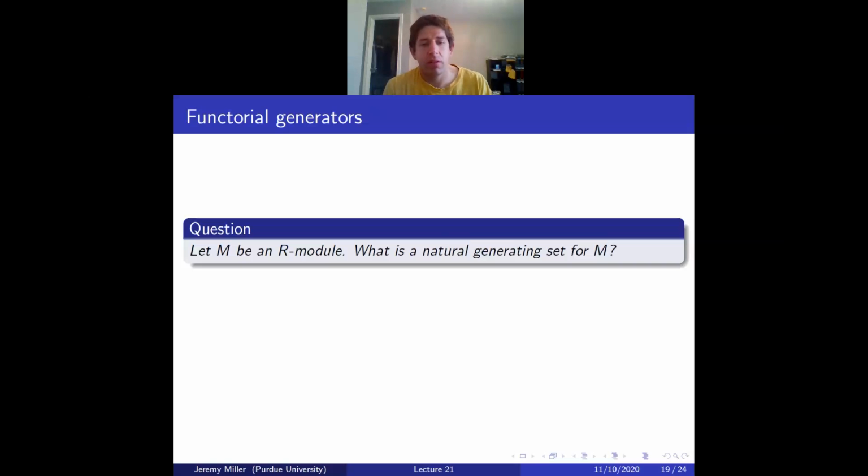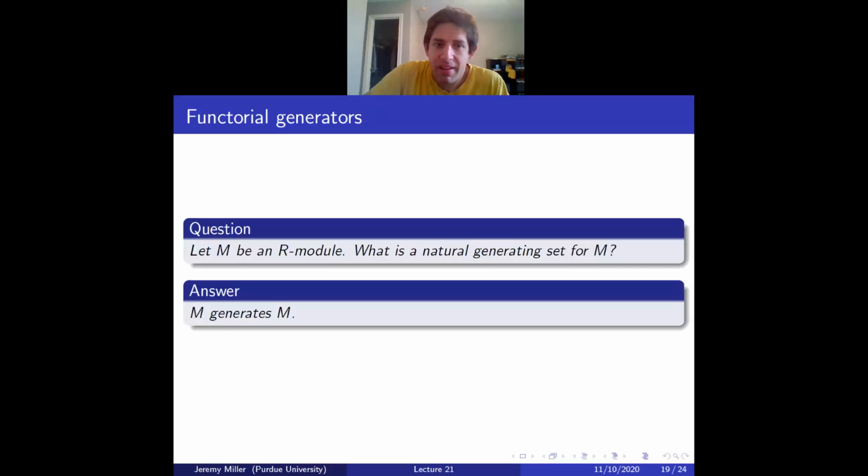So my question is, let M be an R module. What's a natural generating set for M? And don't make any choices. I mean, you can't make choices because I haven't told you anything about M. Yeah, M itself.